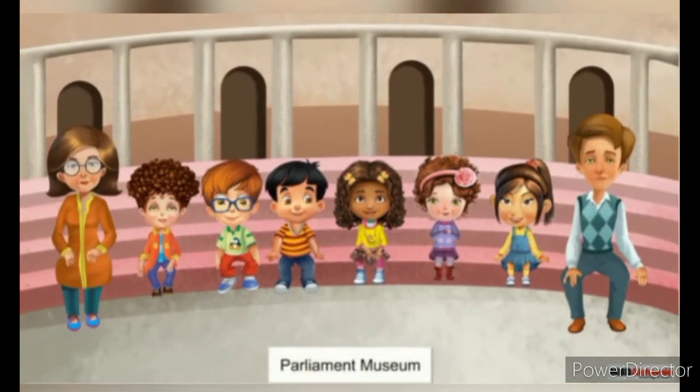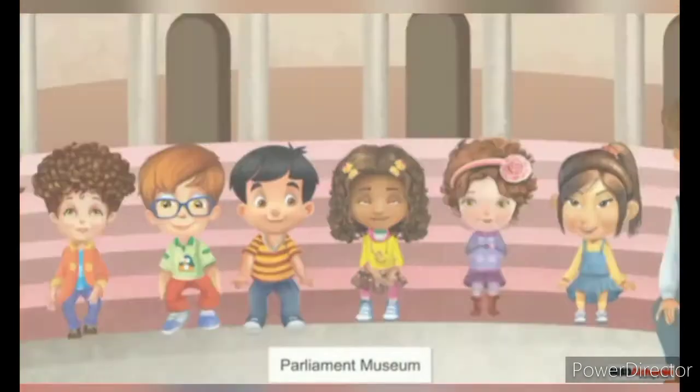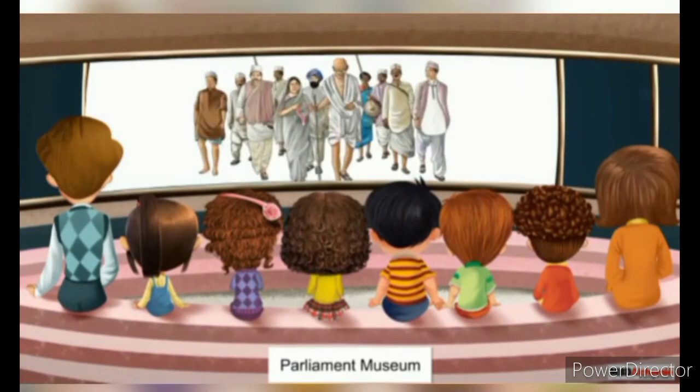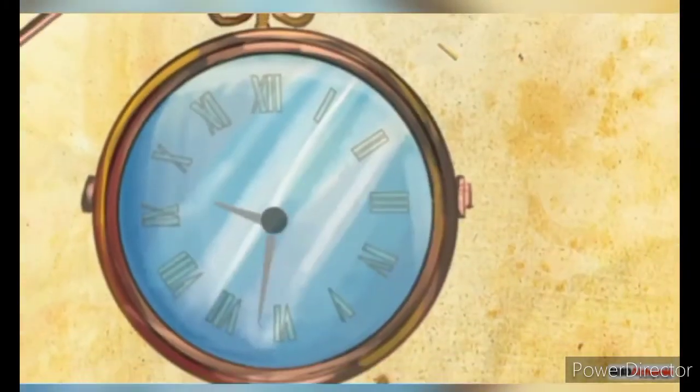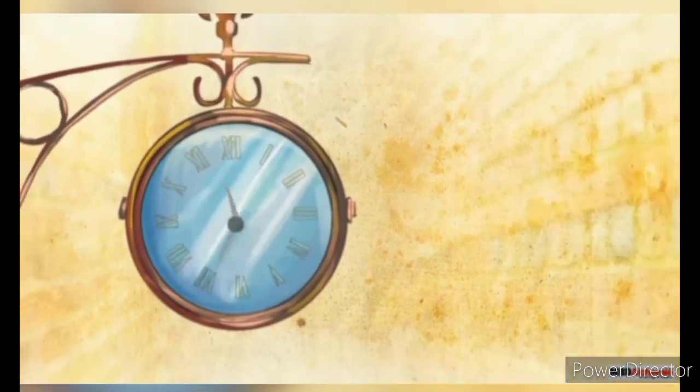Welcome to the Parliament Museum. In this museum, you will relive the Indian freedom struggle. Let's go back 100 years into history.